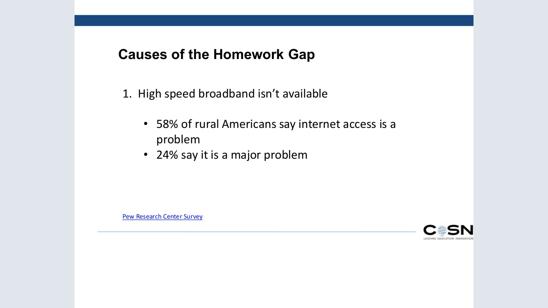There are many causes for the homework gap in both rural and urban areas. Just to briefly touch on them, one is that high-speed broadband isn't available. This is especially a problem in rural areas. Pew Research recently found that 58% of rural Americans say that internet access is a problem in their communities, and 24% say that it is a major problem.